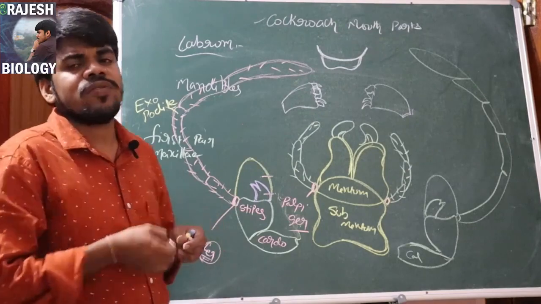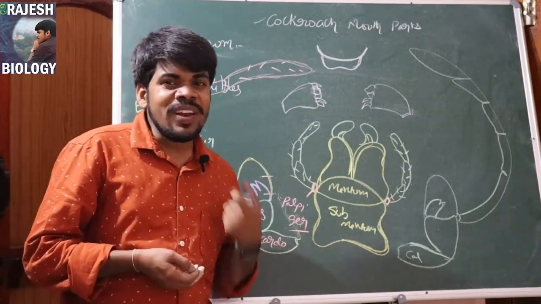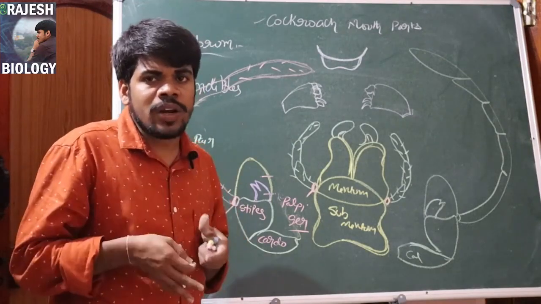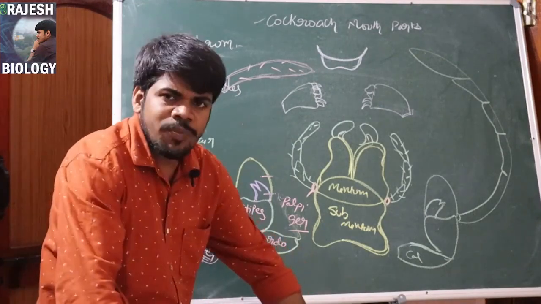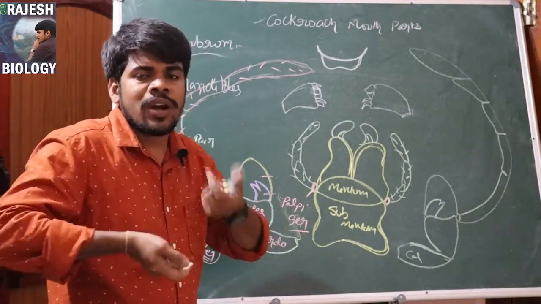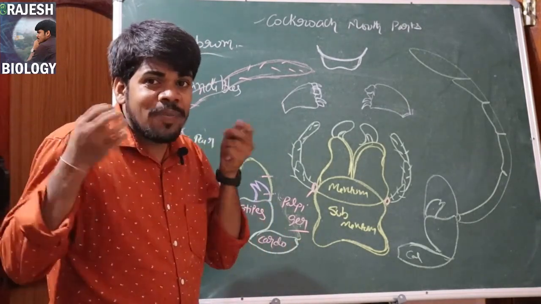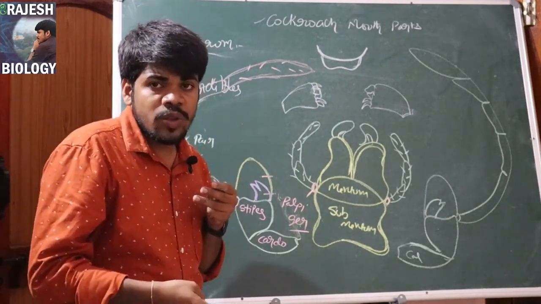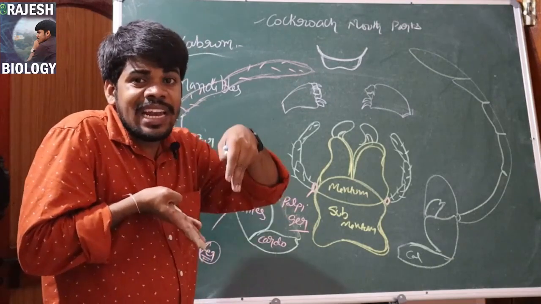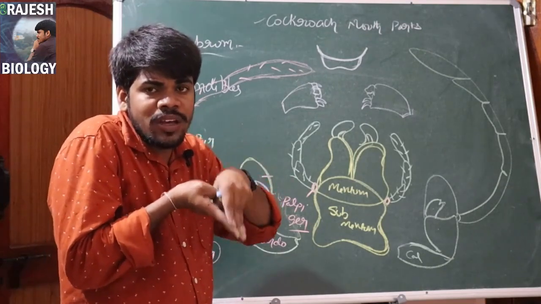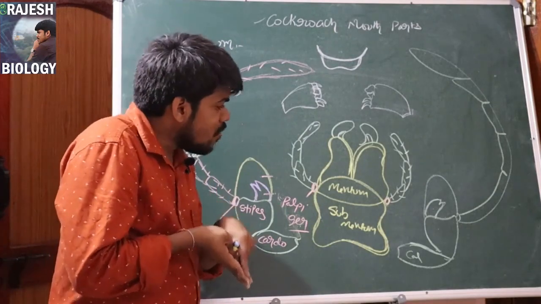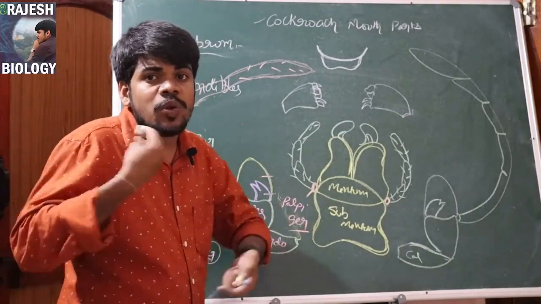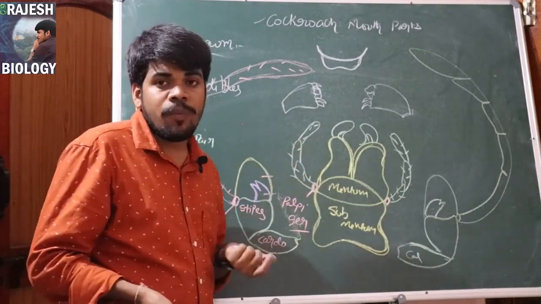And what is the function of the labium? The labium prevents the food from falling out of the oral cavity. When the maxillary palps bring the food into the oral cavity and it is masticated with the help of the mandibles, sometimes the food may fall down. So to hold that food, there is a labium. The labium helps to hold the food, and not only that, it sends the food into the oral cavity again with the labial palp.